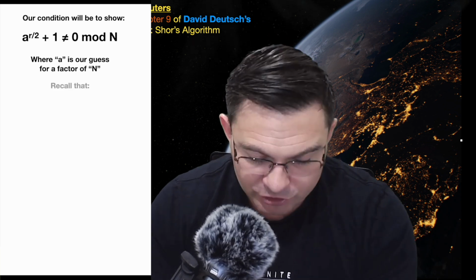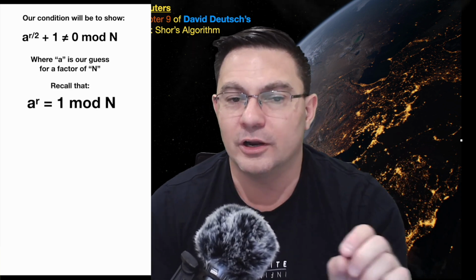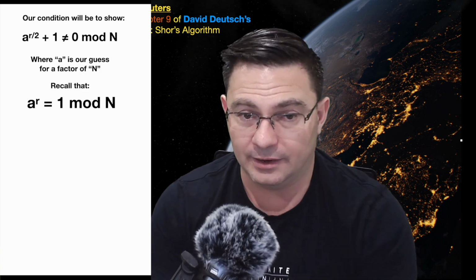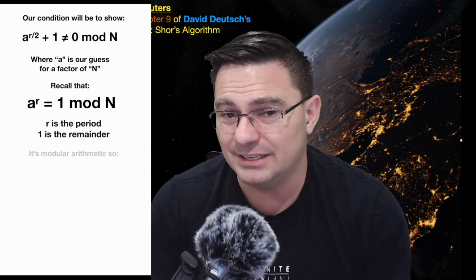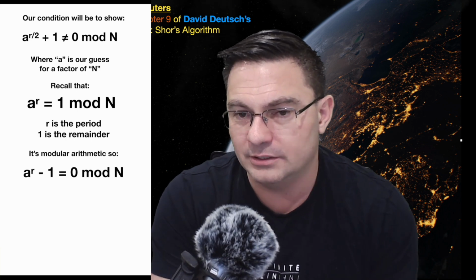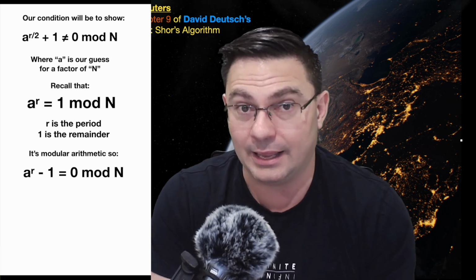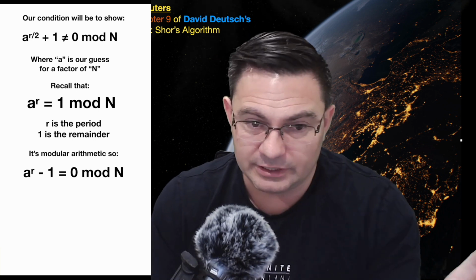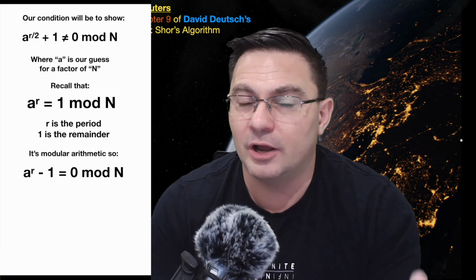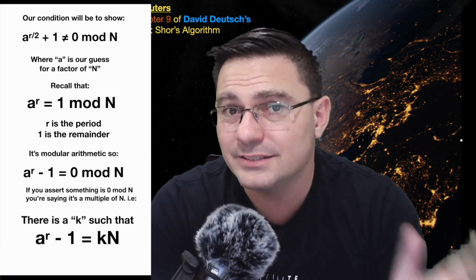Now, because it's modular arithmetic, I can actually write, and I won't go into the details, A to the power of R minus 1 equals 0 mod n. If you assert that something is 0 mod n, you're saying there's no remainder. In other words, it's a multiple of n. So there must be some other number k such that A to the power of R minus 1 equals kn. And again, R has to be even.